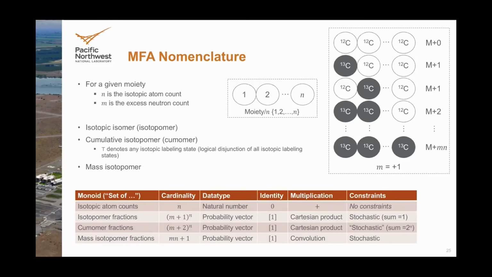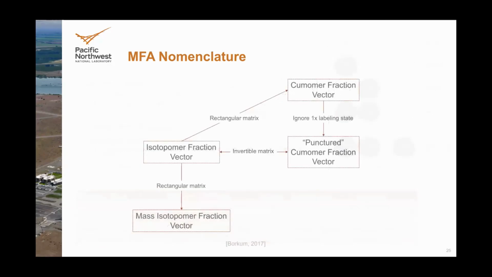Now, I'm going to show you examples of all of these later on in the talk. You can actually transform between them. And because they're all represented as matrices, there are other matrices that give us transforms between those different spaces. What's interesting, though, is that not all of the transforms are reversible.